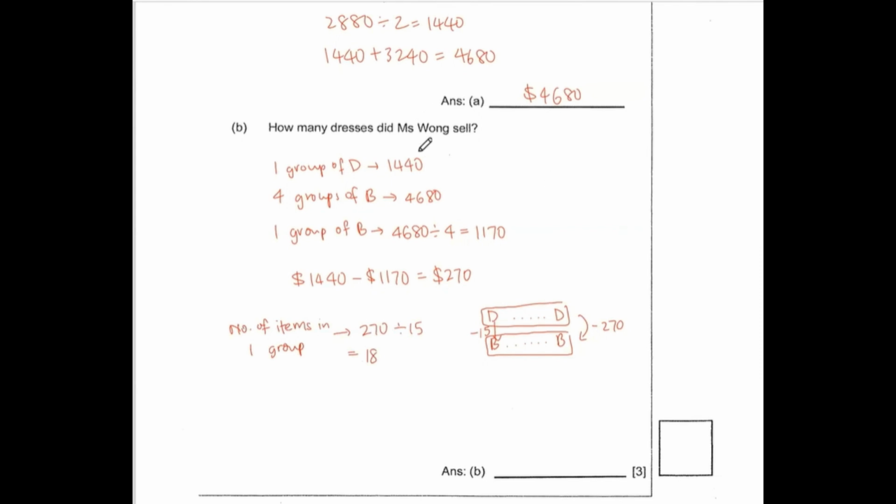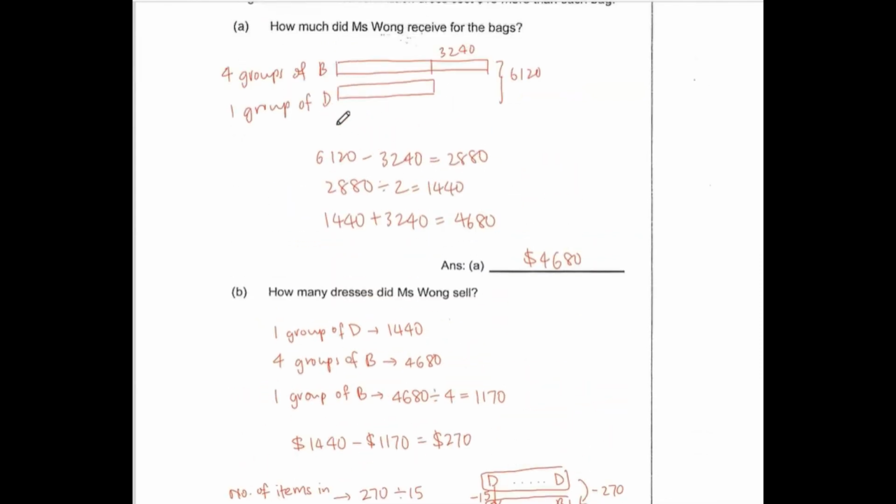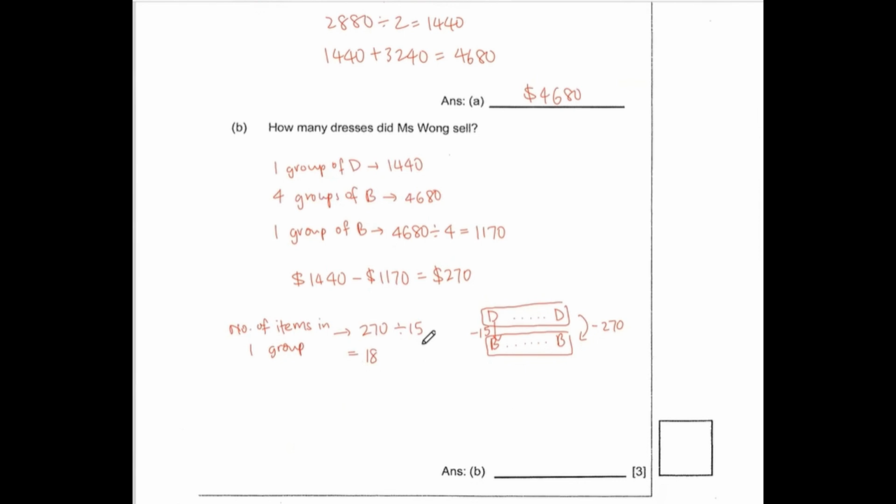Question is asking how many dresses did Miss Wong sell? Go back to this. She sold 1 group of dresses. So 1 group has 18 items. Answer is 18 dresses. So 18 times 1, because there's only 1 group. This is the number of groups.